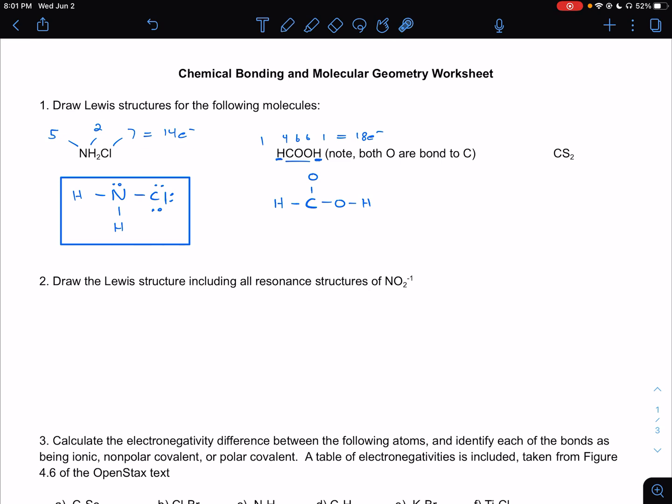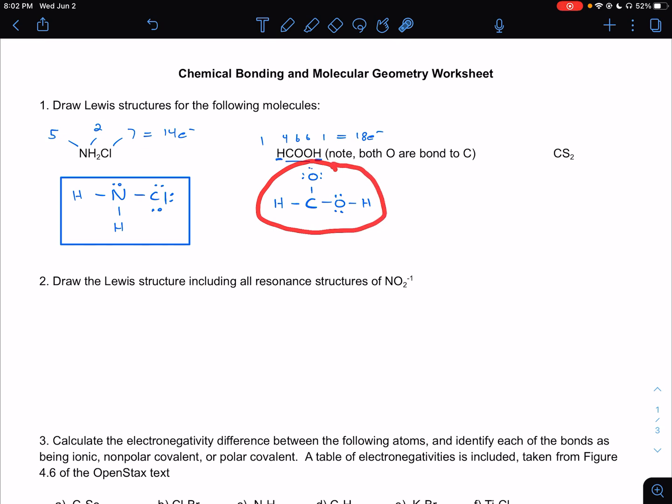So at this point, I've added 2, 4, 6, 8 electrons. So what I'm going to do is add lone pairs to my outer atoms, starting with the hydrogens. So we have 2, 4, 6, 8. We need to get to 18. So 10, 12, 14, 16, 18. And at this point, we've added all 18 electrons to our structure.